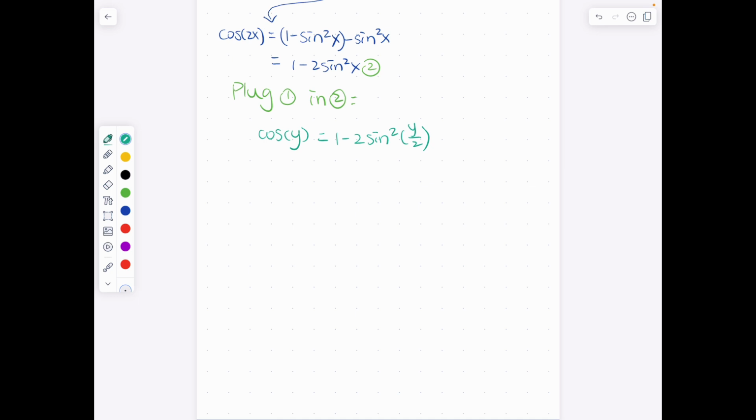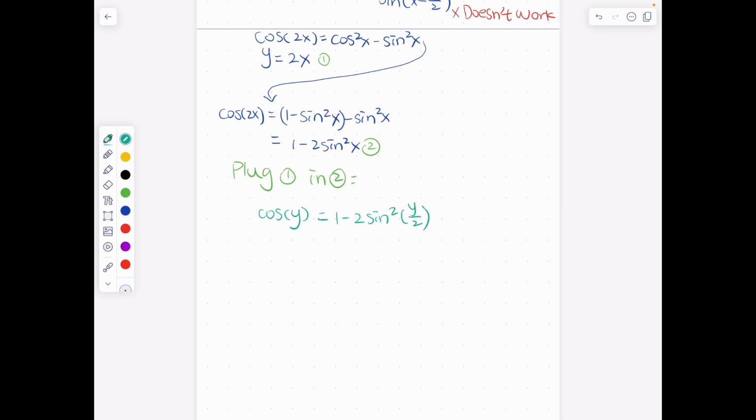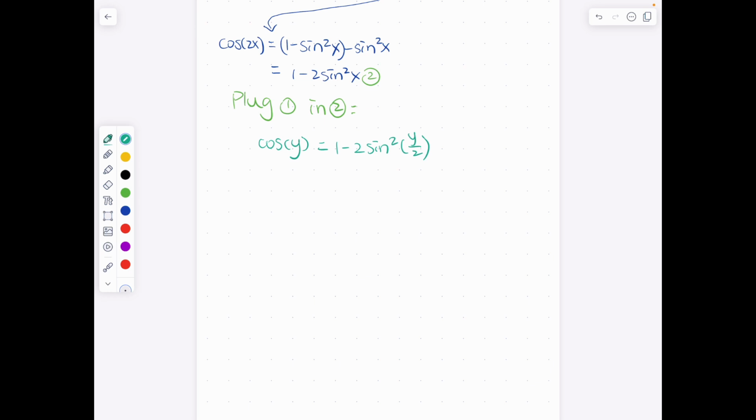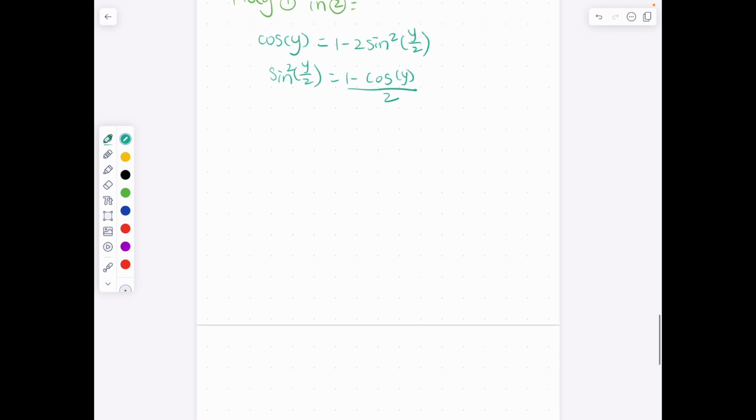So now if you want to find sine of y divided by 2, then that would just be sine of y divided by 2 squared. That is equal to 1 minus cosine of y, and divide the whole thing by 2. Okay, so awesome. And now we just take the square root. So it's the square root of 1 minus cosine of y, divided by 2.